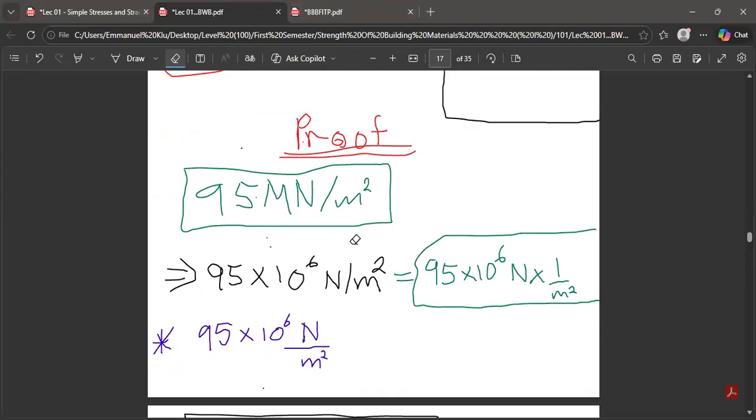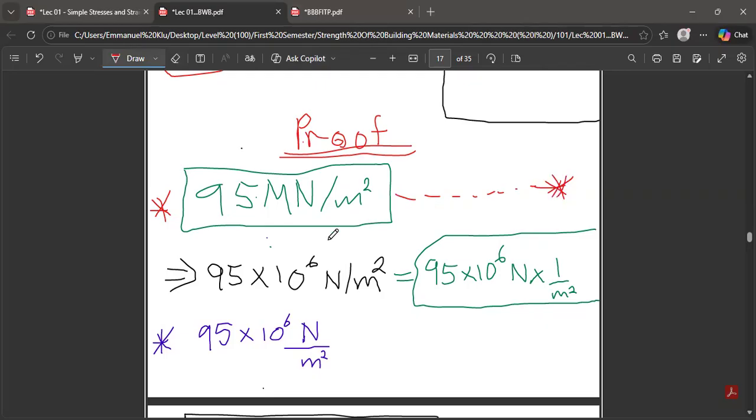Okay, so let's take it one more time. Initially, what were we given? We were given 95 meganewton per meter squared. Please, I want everyone to be quiet. This is where I have placed the asterisk. This is the equation we were given.